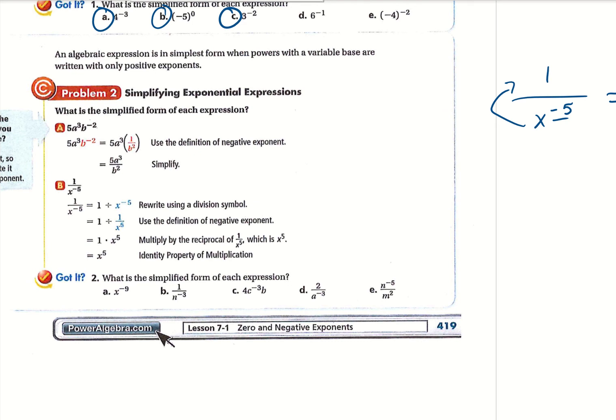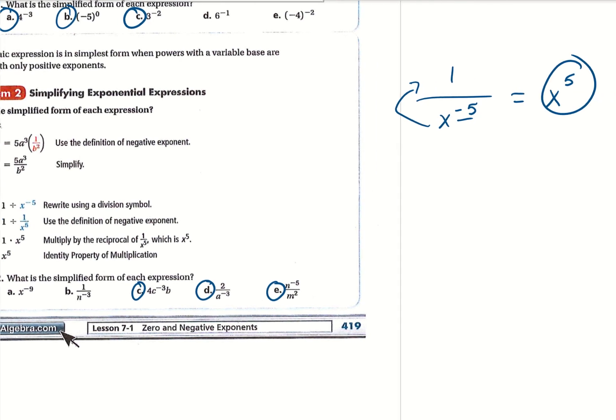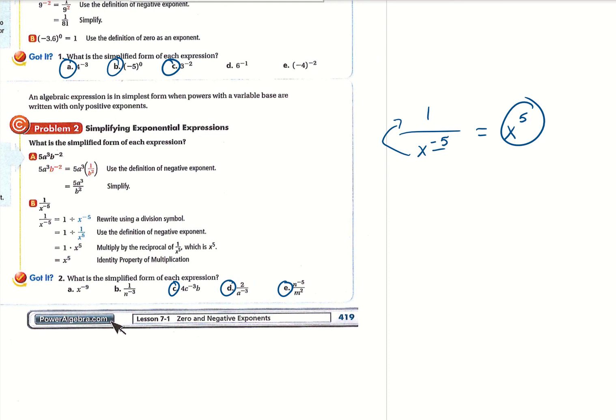I want you to go ahead and try out C, and then D and E. So don't worry about A and B. Those ones are pretty simple. I want you to do C, D, and E because those might be a little bit more challenging. So I want to see how well we can do. So go ahead and do that, and then we will start up the video again.